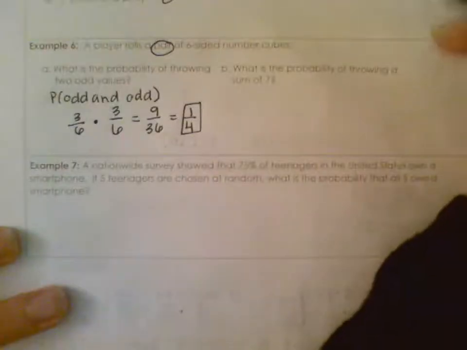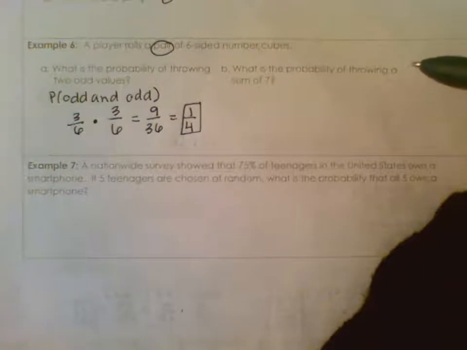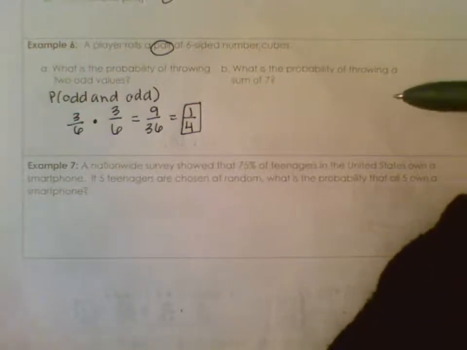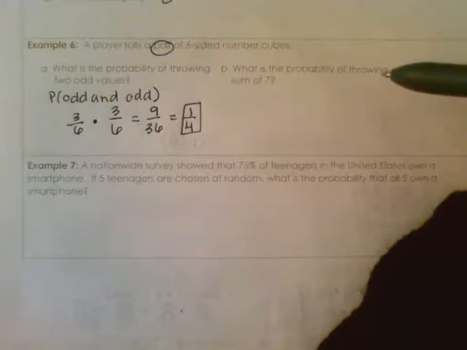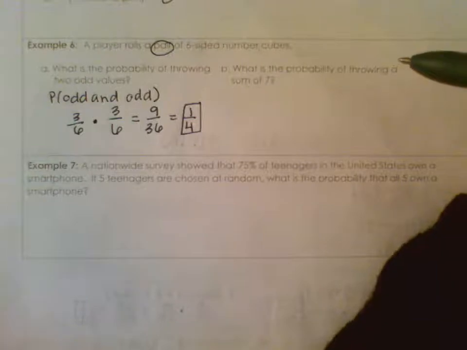An easy way to do this, instead of making a list, if you think back to the very first day of notes, is thinking about our total outcomes. Without making a list of our sample space, our total number of outcomes, how could we just find the number? To find the number, we could use the fundamental counting principle.